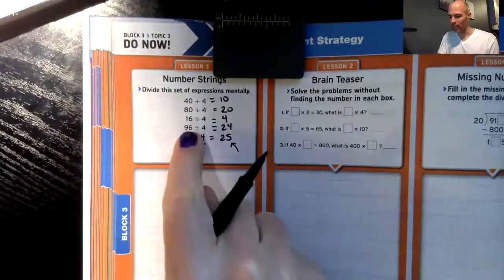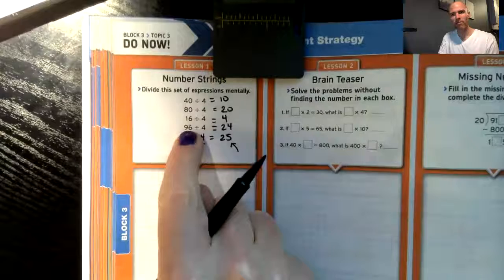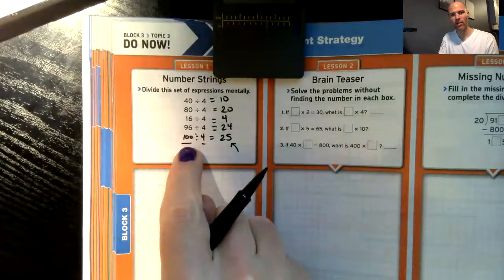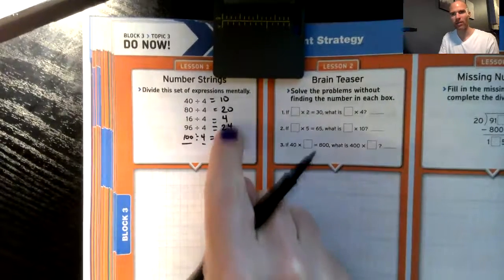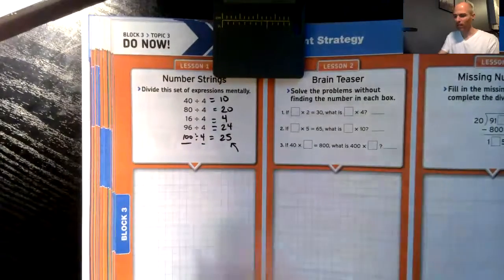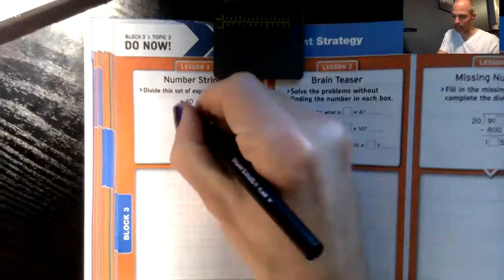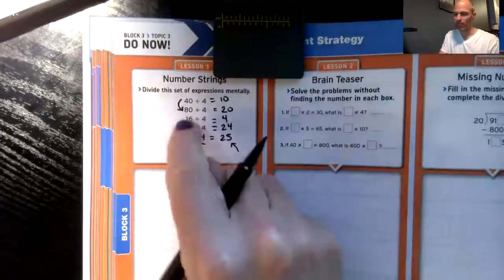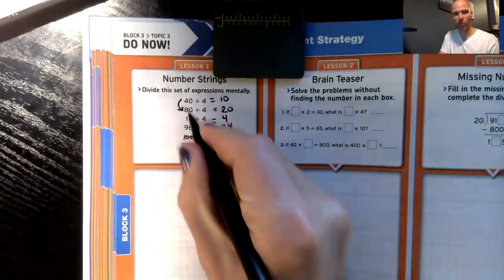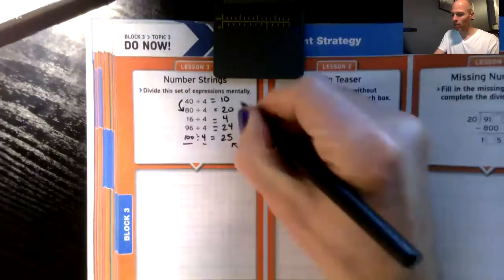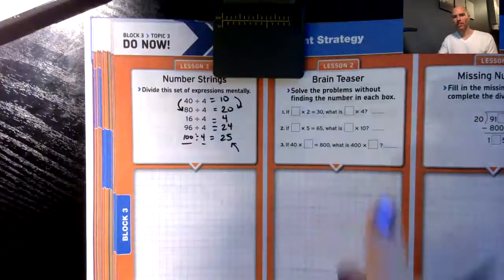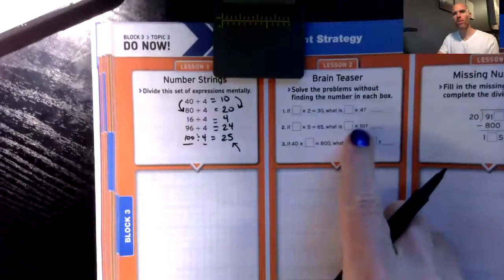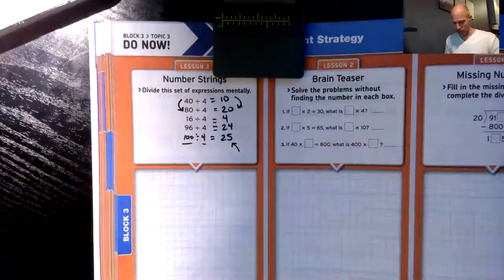And I noticed that 96 is 1 fewer 4 than 100. And so I knew that the answer had to be 1 fewer than here, right? 24 rather than 25. I also see something interesting here, that when the dividend doubled, when I went from 40 to 80, my quotient doubled from 10 to 20. And that actually plays a big role in what they're hoping you'll see in the lesson 2 warm-up.